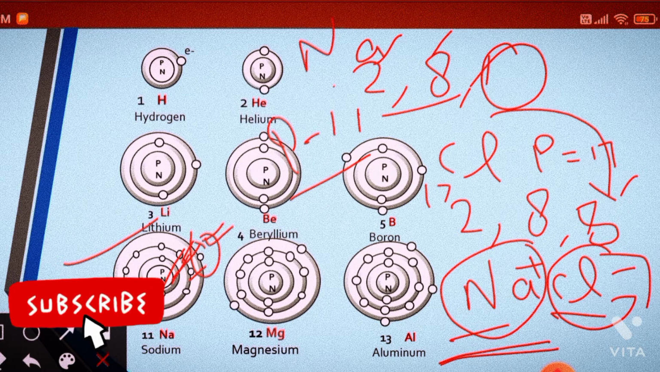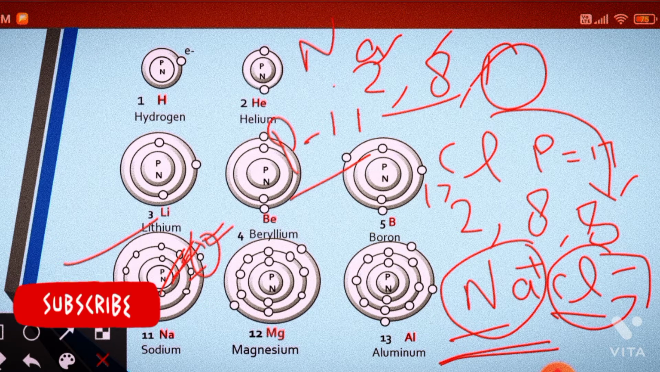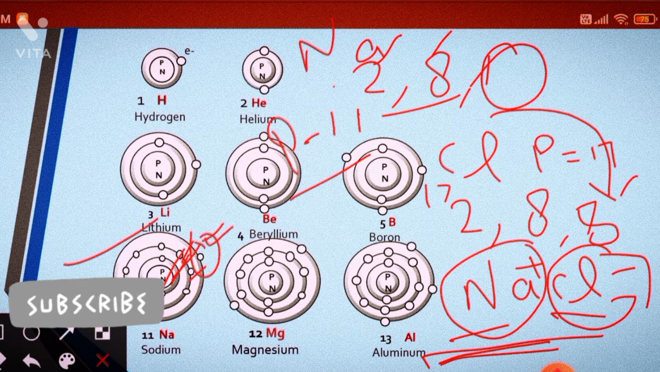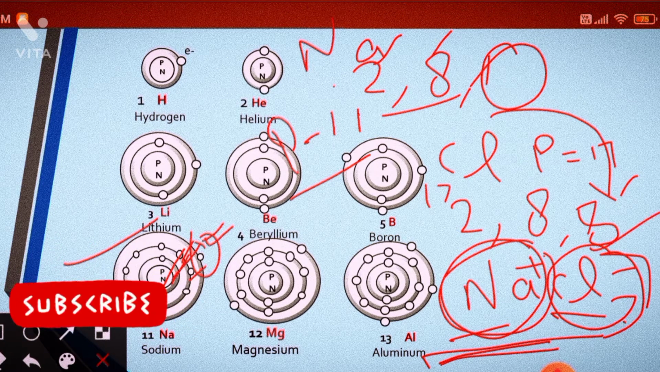Why does it donate the electron? Because there is 1 electron in the outermost shell. Because of that, the nucleus applies less force and there is a free electron which moves to another atom and forms another chemical, an ionic compound or covalent compound. Okay, so this property is called what? Electropositivity. Electropositivity means when the atom donates the electron to another atom. In that case protons become more, so it forms a positively charged particle, that is called a cation.